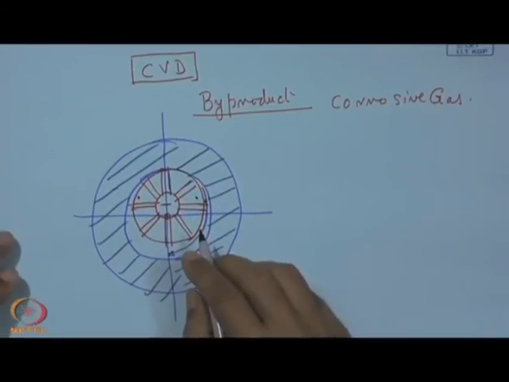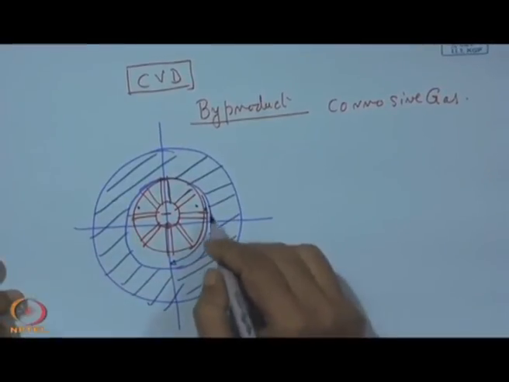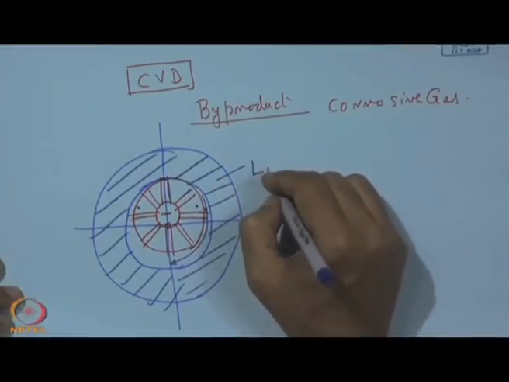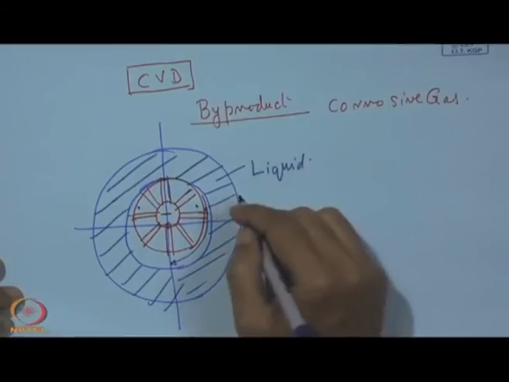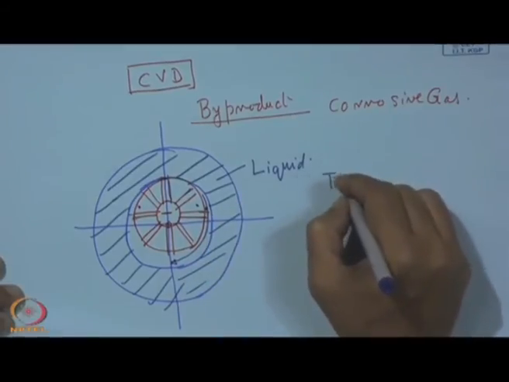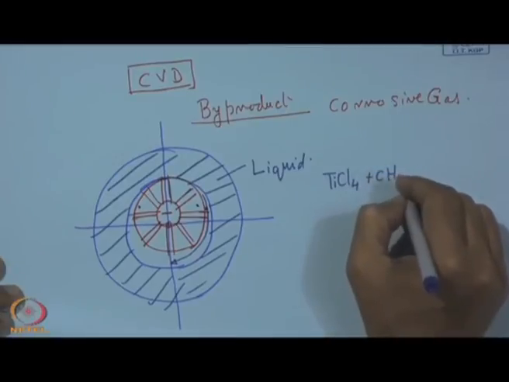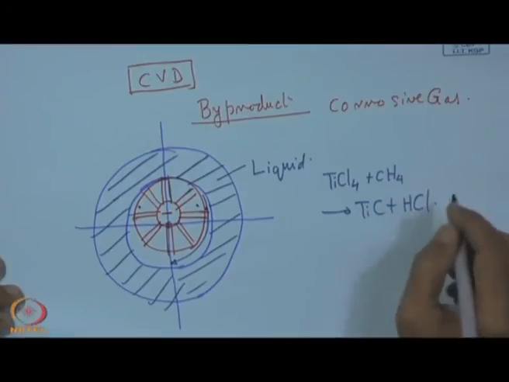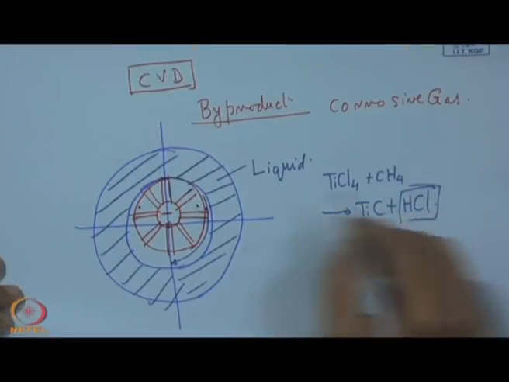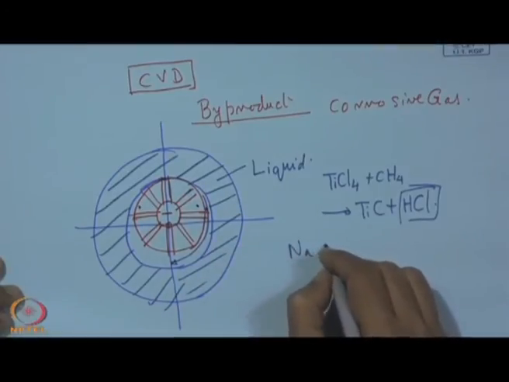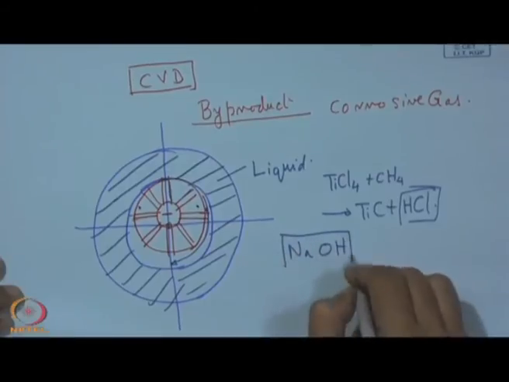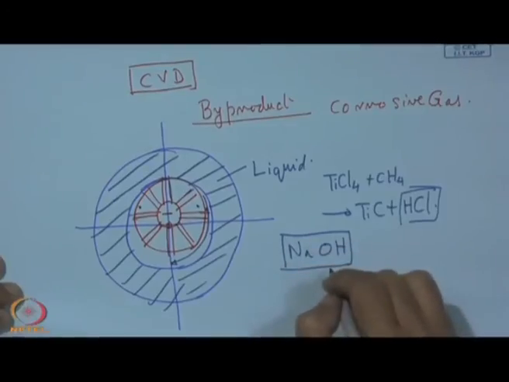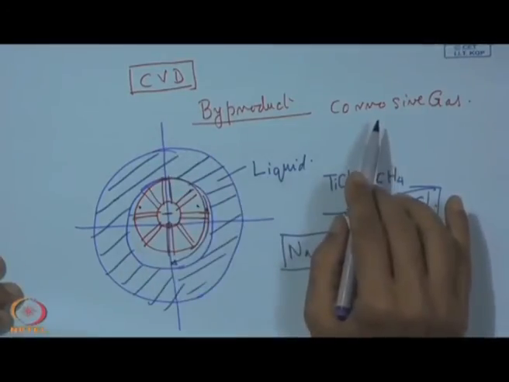So, the advantage in this case is that this water ring actually protects this wall, and at the same time this liquid which is present here can absorb this corrosive gas, say for example TiCl4 plus CH4, that gives us TiC plus HCl, and this HCl will be well absorbed by this water, which is having this NaOH solution. So, with this it is possible to have neutralization of HCl. So, that is the way this water ring pump is working.